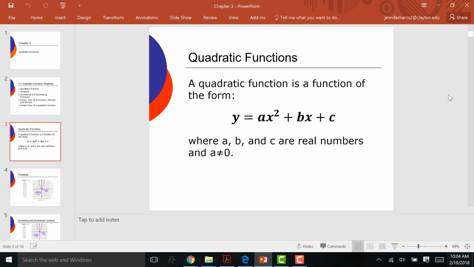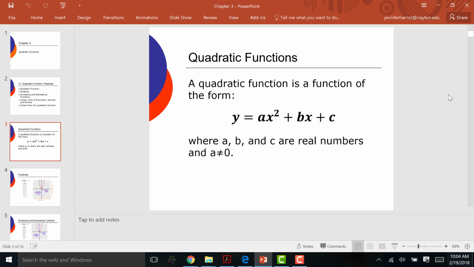What if it has an exponent of a 2 and a 3? Then it's not a quadratic. The highest exponent has to be a 2. Alrighty? Now look at this condition here. It says y equals a times x to the 2 power plus b times x plus c. That's just how we say it. It gives us a condition where a, b, and c are all real numbers.